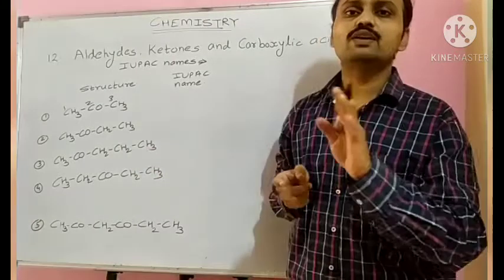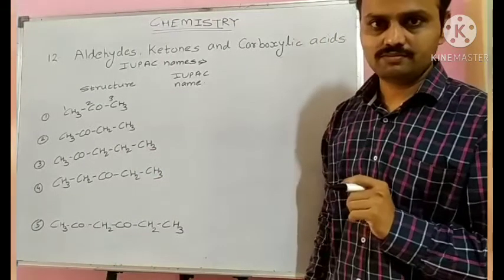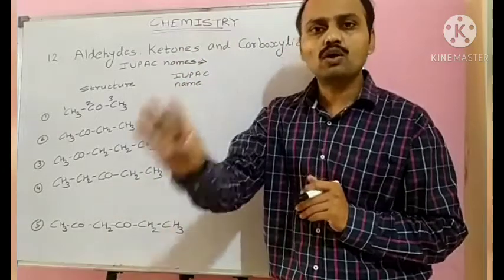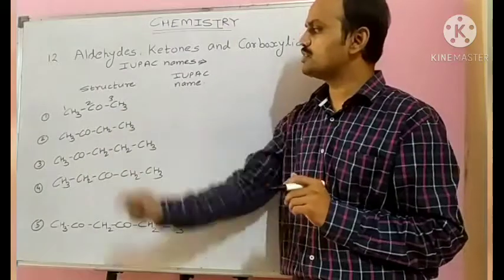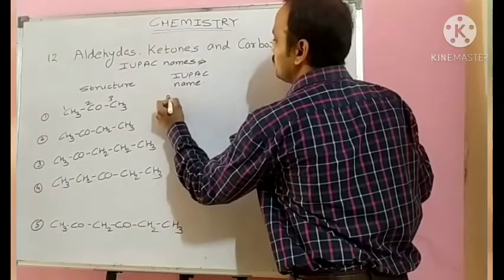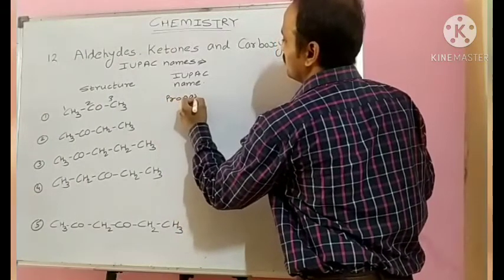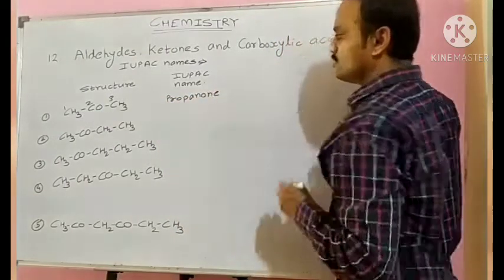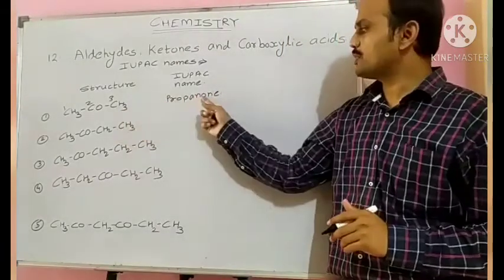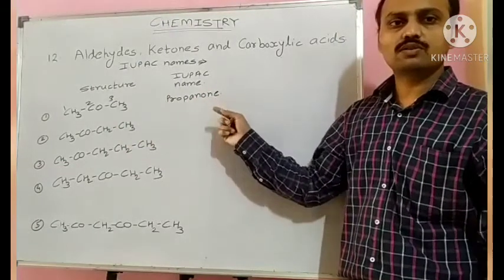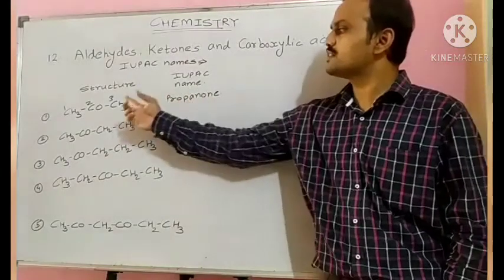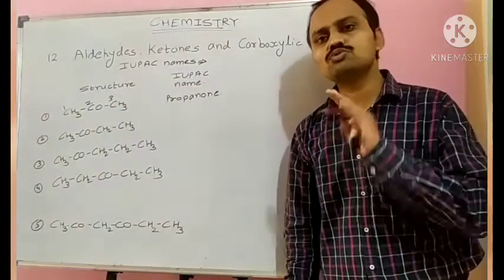Total 3 carbon atoms are present in straight chain, so parent hydrocarbon will be propane. By replacing last E of propane by ONE, the name of this structure will become propanone. What we have done? Last E of propane, we have replaced it by ONE. So propanone is the name of this structure. Let us move to second structure, students.